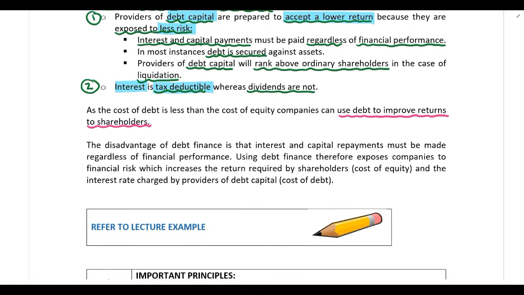However, before you all go out now and get yourselves into debt, there are obviously also disadvantages associated with having debt in your capital structure.